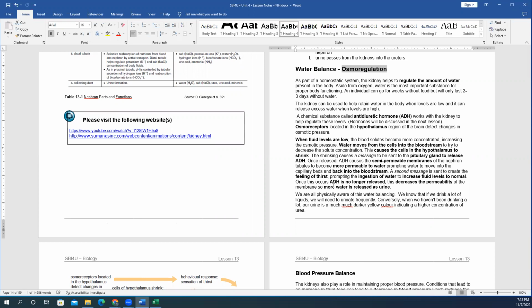And we can feel this water balance. We know that if we drink lots of liquid, lots of water, we will need to urinate more frequently as a result. Conversely, when we haven't been drinking, when we're feeling thirsty or dehydrated, our urine tends to be much darker in color, indicating that there is a higher concentration of that yellow-colored urea and less water in it to dilute it.